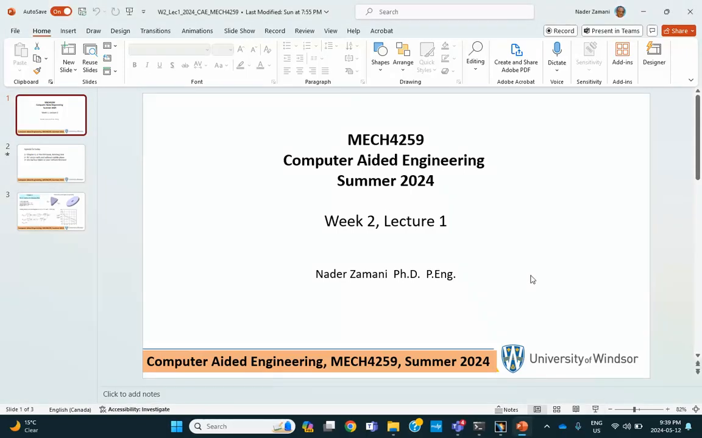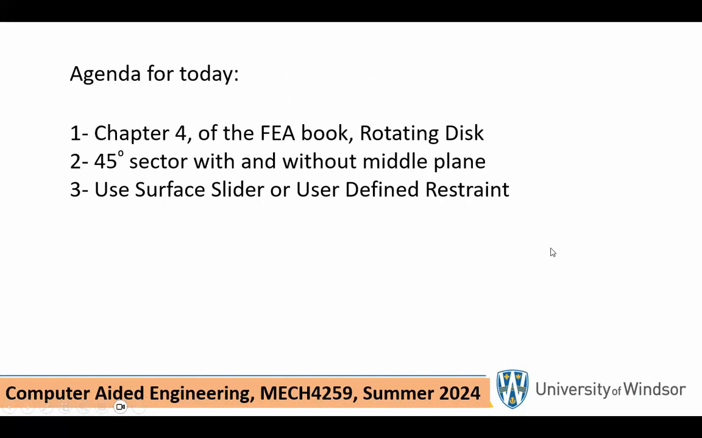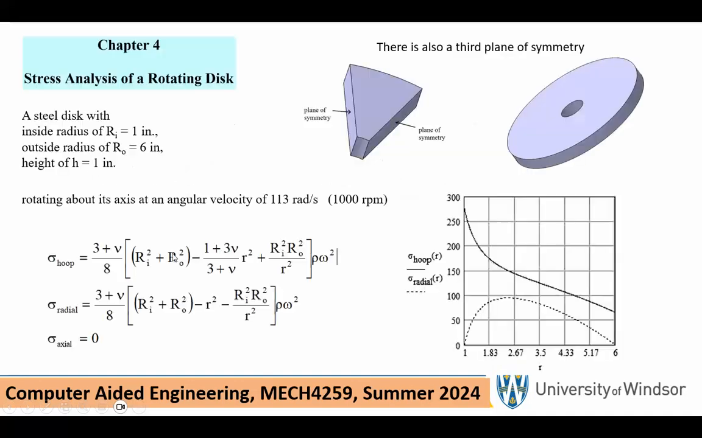Okay, hello people. This is the second week and lecture one, and on the agenda today there is a problem which deals with chapter four of the textbook. It's a rotating problem, and I'll talk about items two and three in a minute. So basically, we have a disk, or a disk with a hole in the middle, that's somehow rotating in space.